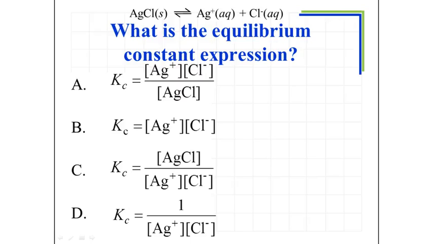So if we have that reaction written up at the top, you should be able to write the equilibrium constant expression or the law of mass action for this reaction. So choose the right answer. Well, if you selected answer B, then you are correct. We would not include the silver chloride in this because it's a solid, and you never include the solids when you write these expressions.